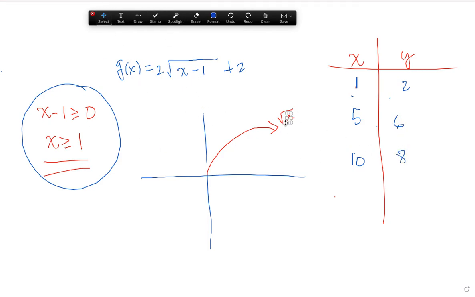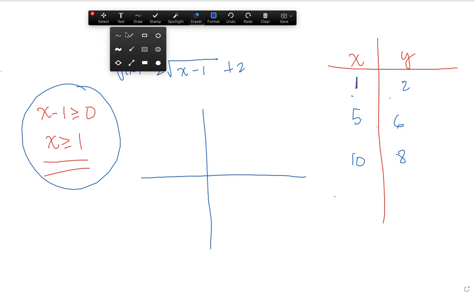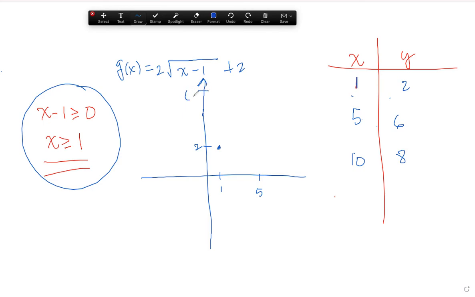Now we take these and what do we do with them? We plot them. So we have 1, 2, right here. 5, 6. So this is 1 and this is 2. 5, and then 6, 5, 6. That's right here. And then 10, 8, somewhere about here. So it's going to look like this.